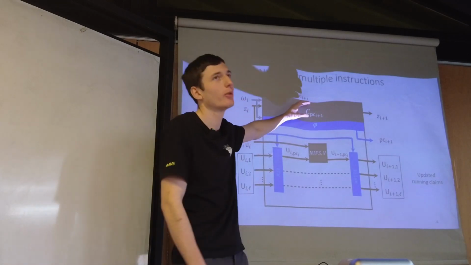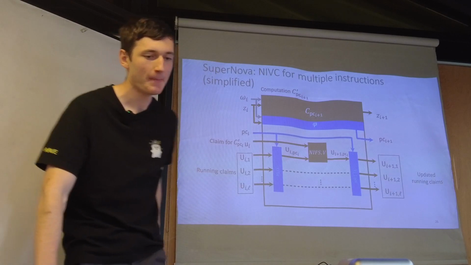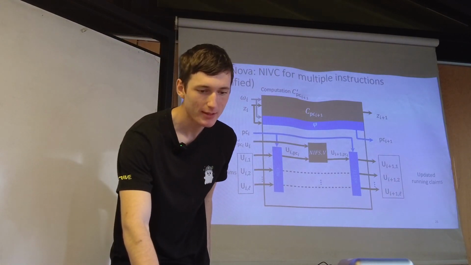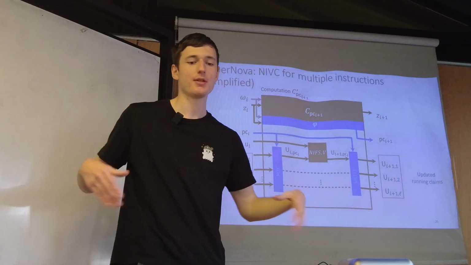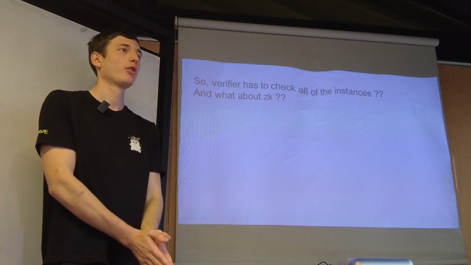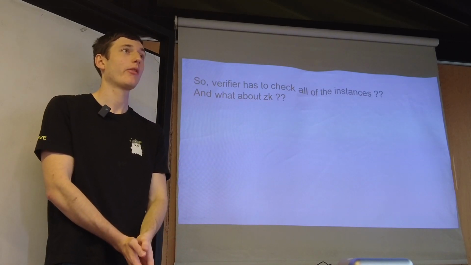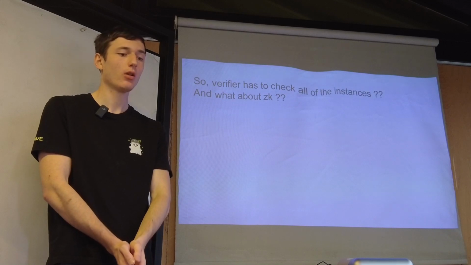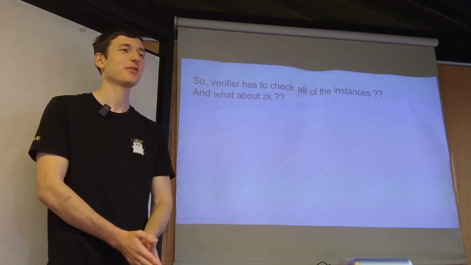I don't think that's the real order 2, 3 in EVM, but you know what I mean. And so basically, by doing this, we have multiple instances and we aggregate them. Okay, so now you might say, so you have 141 instances. Does that mean that the verifier is going to have to check them all? And okay, what about ZK? So those are valid questions.